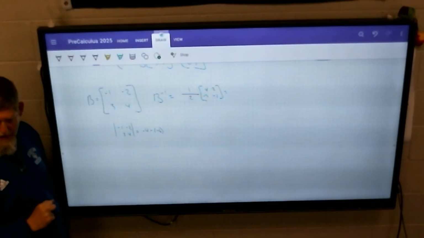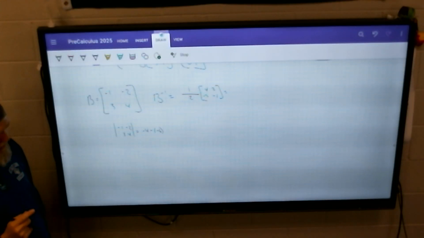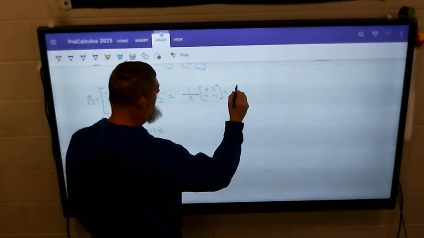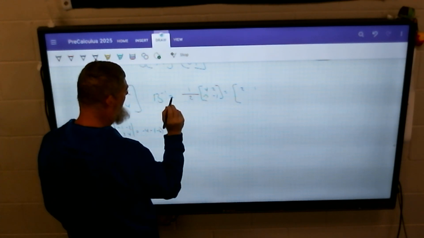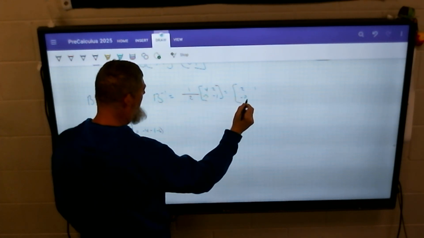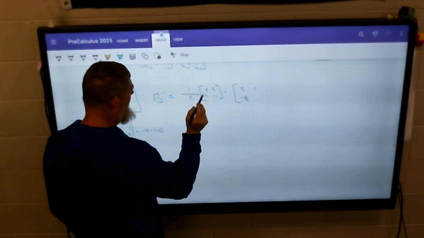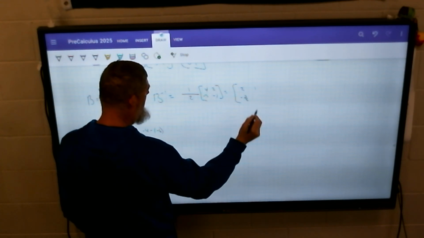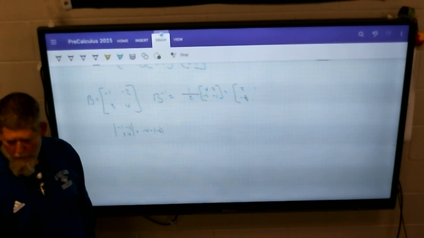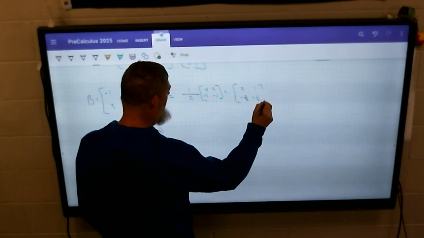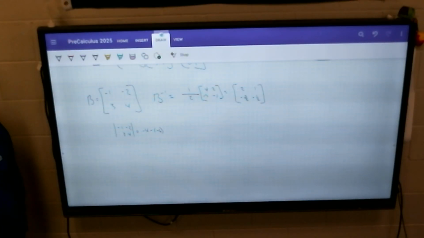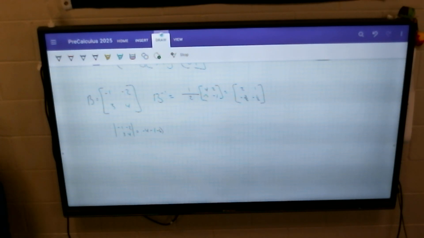And how do I multiply the scalar? Just multiply the 1/2 to all of them, right? Okay. So what is 1/2 times 4? 1/2 times 2. Negative 3 times 1/2. Negative 1/2 times negative 1. 1/2 times negative 1. Negative 1/2. Okay.